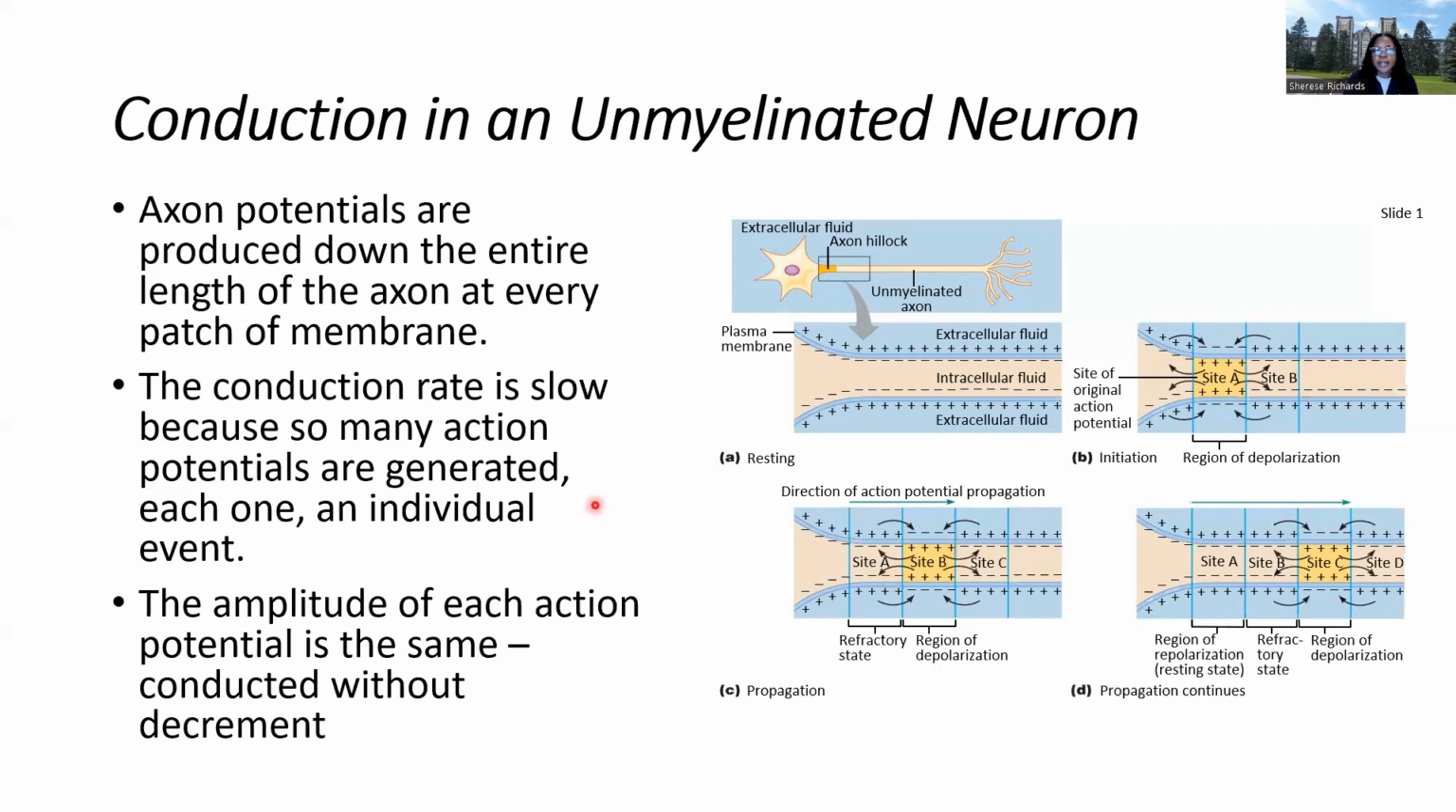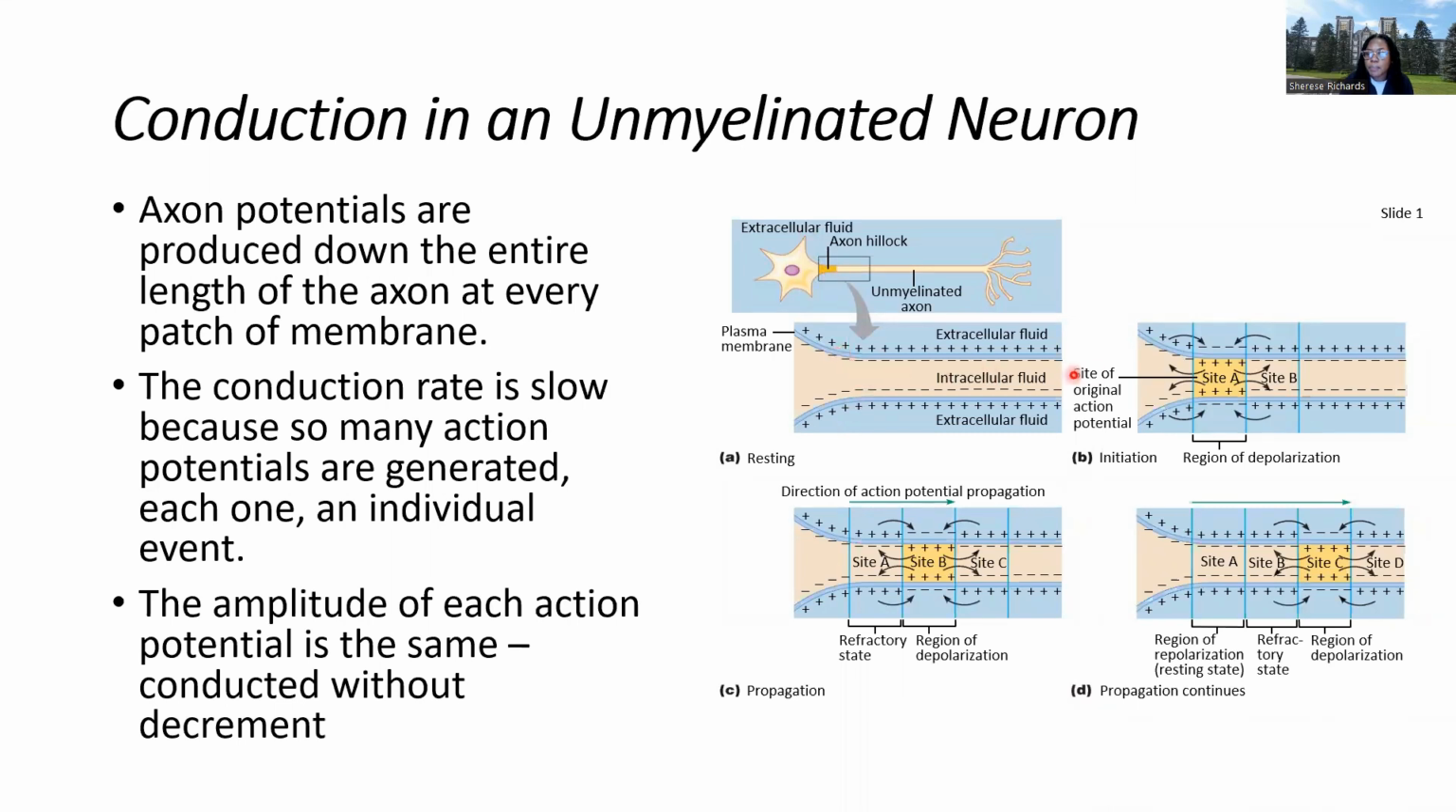Now, the conduction rate in some neurons is going to be slow, simply because the action potentials are generated by each individual event. And so the amplitude of each action potential will be the same, without any loss in the strength of that signal, if that makes sense. So this is another reason why it's so important for each action potential to be identical. So we don't lose or dissipate the strength of that signal or the strength of that potential as it moves down the length of the neuron, right? Which we know is true for our graded potentials.